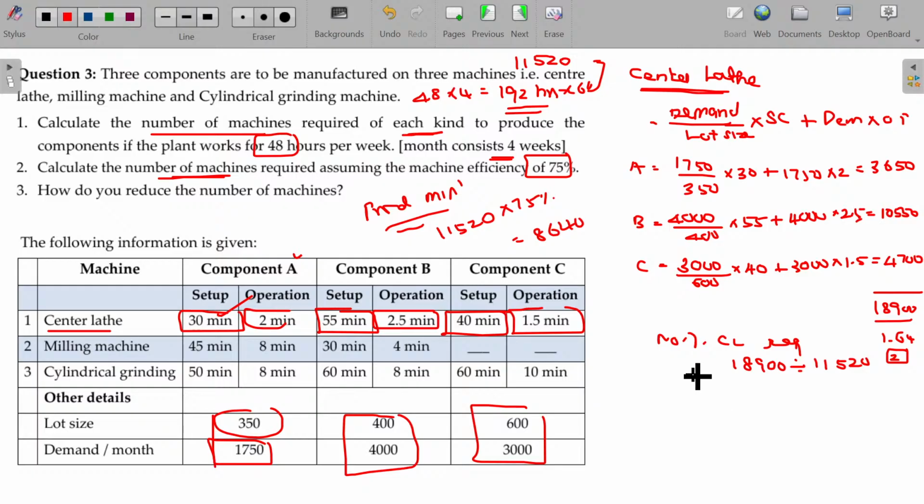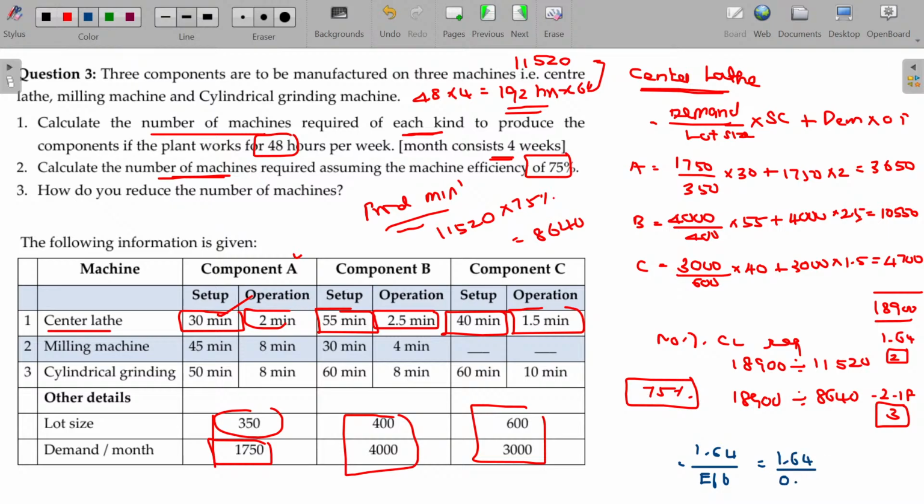8,640. So, if there is 75% efficiency, the answer being 18,900 required, but the productive capacity being 8,640 only. Come on, tell me the answer. 2.18. Otherwise, we are in need of 3 machines. Or you can calculate this way also. 1.64, you get this? Divide that by efficiency. 1.64 divided by efficiency being 75%. You will get the same answer.